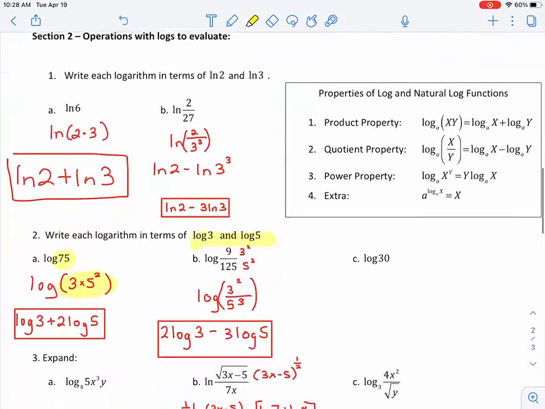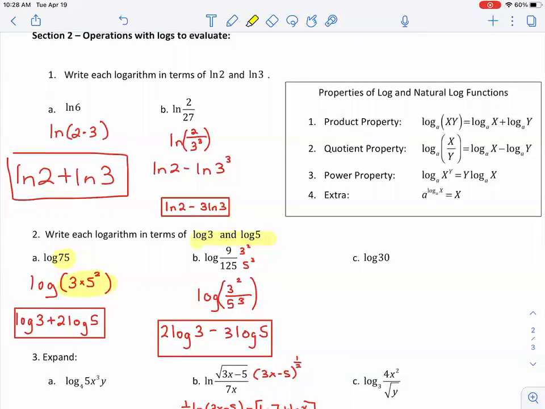And then we had 3 rules primarily that we focused on. The product rule, and that was when you are expanding or condensing, that the addition becomes multiplication, as well as the quotient rule, which was that subtraction became division. And then we also had the power rule. So I know that was real quick, but that's kind of a review of what we were doing.